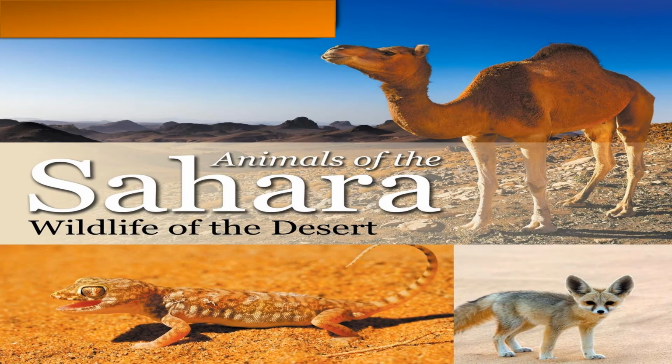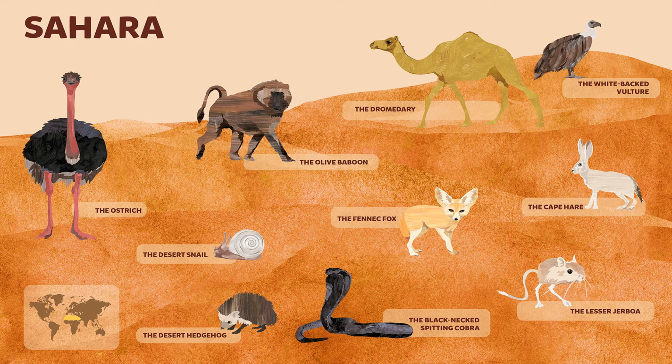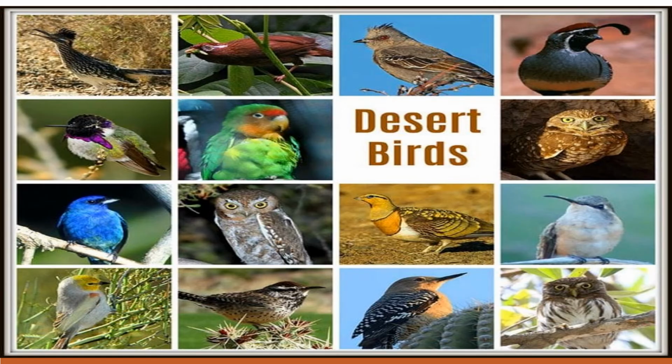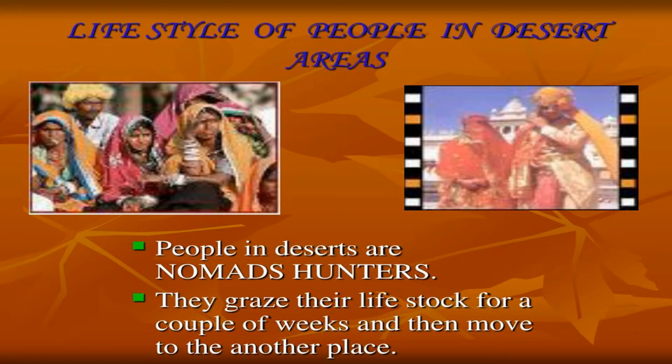Now let's talk about the animals of the Sahara, that is the wildlife of the desert. In the Sahara, you will find the olive baboon, the desert snail, the ostrich, the desert hedgehog, the Cape hare, the white-backed vulture, etc. The birds which you will normally find in the Sahara Desert are ostriches, raptors, guinea fowls, bustards, desert eagle owls, etc.